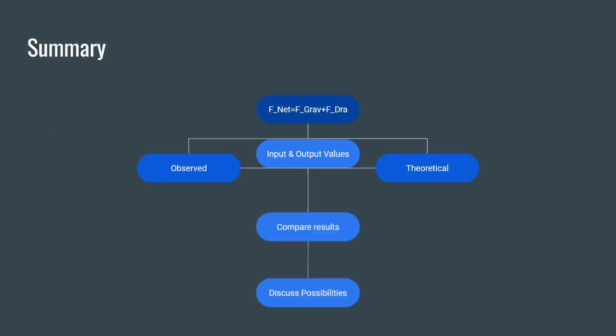So as a recap summary, we have the initial discussion about the net forces, how they're equal to those two opposing forces, gravity and drag, and then we put those input values that we saw from the observed styrofoam bowl into both the observed model and the theoretical, being drag and no drag, and we compared the results of all of those output values, where we then discussed possibilities and results.